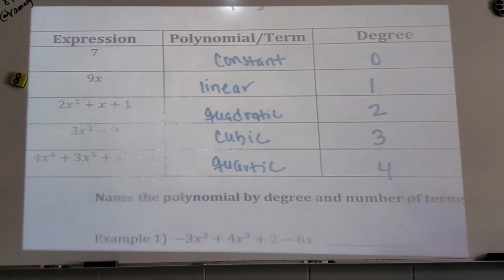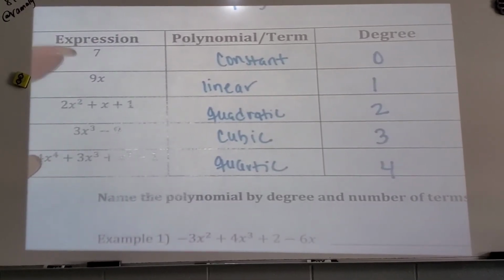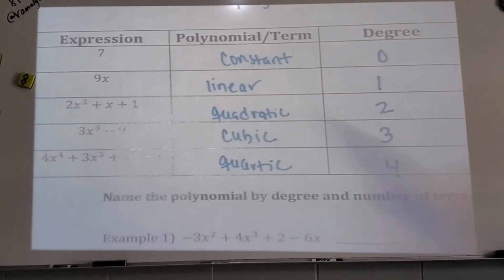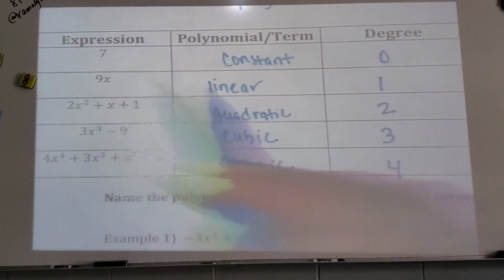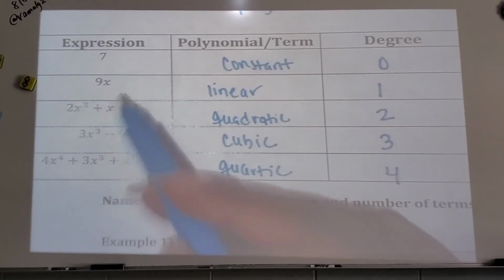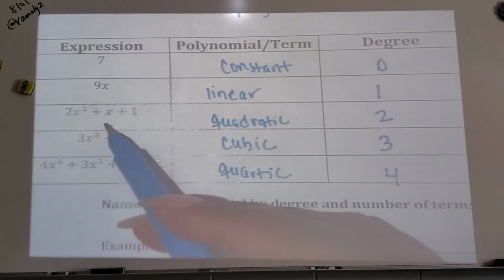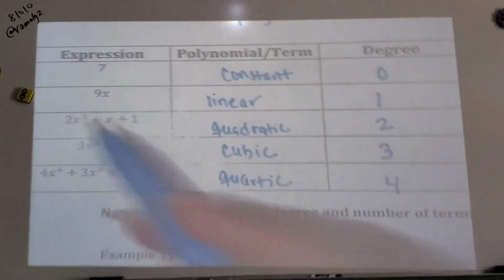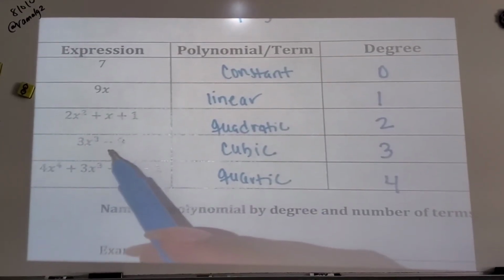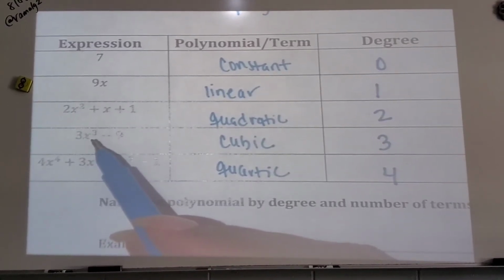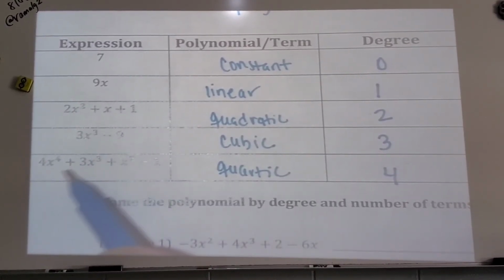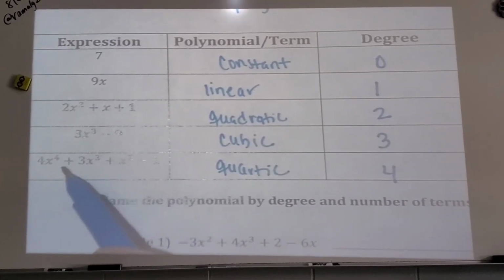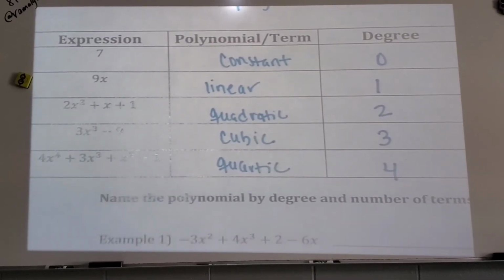So let's recap. 7 is a constant with a degree of 0 because it does not have a variable. 9x is linear because it only has 1x. 2x squared plus x plus 1 is quadratic because it has a degree of 2. 3x to the third minus 9 is cubic because it has a degree of 3. 4x to the fourth plus 3x cubed plus x squared minus 1 is to the 4th degree. So it has a degree of 4.